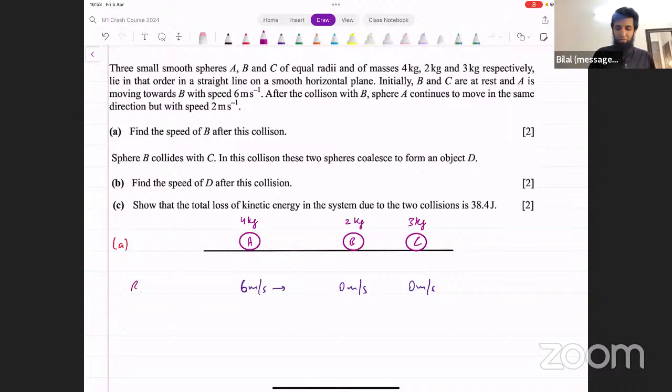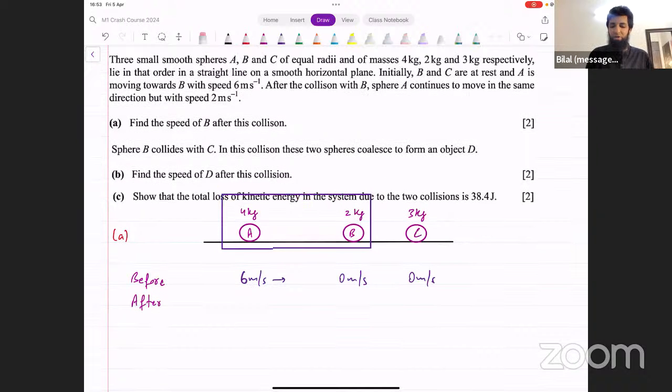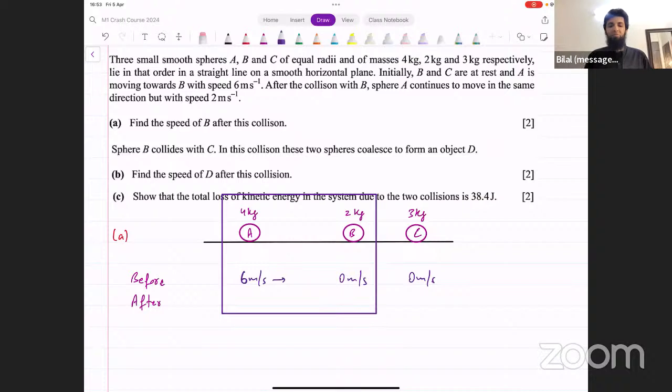Now, this is what's happening before collision. What about after collision? So what happens is after the collision with B, so we are talking about collision between A and B. So for now, we are only concerned about A and B, right? C is lying there at rest. We can just ignore that. There's no collision with C happening in the first part. The collision is just between A and B right now. So let's just focus on A and B for now.